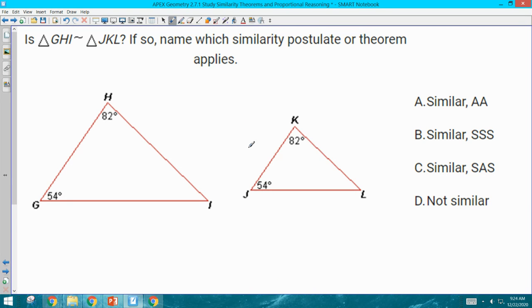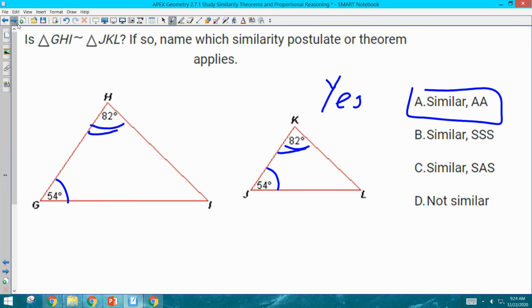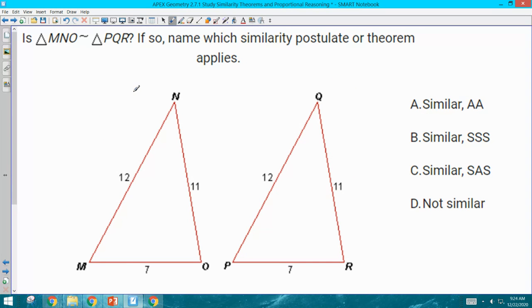Are these two triangles similar? And if so, name the postulate. Or they're not similar. So I have one set of corresponding congruent angles, and I have a second set of corresponding congruent angles. So therefore, yes, they are similar by angle, angle. Again, we only need two angles to prove the two triangles are similar to each other.